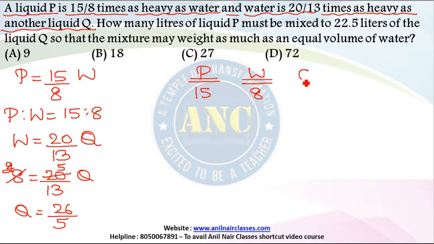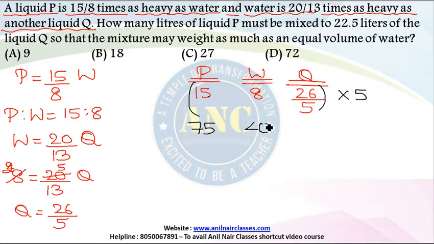That means in simple language, if P is having 15 rupees, then W will have 8 rupees in his pocket and Q will have 26 by 5 rupees in his pocket. Hold on, sir. I did not like that word called 26 by 5. It's a fractional or a decimal value. Convert to whole number. Multiply by 5. 15 into 5 is 75. 8 into 5 is 40. 26 by 5 into 5 is 26.